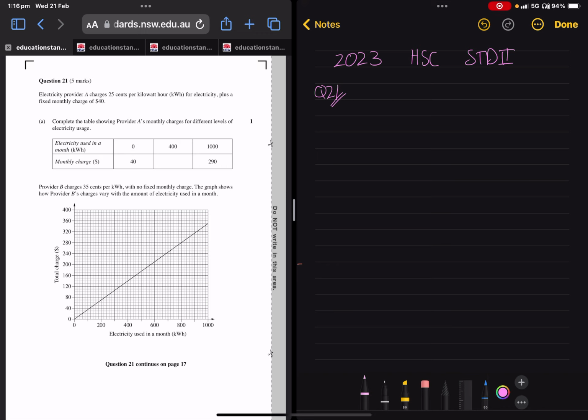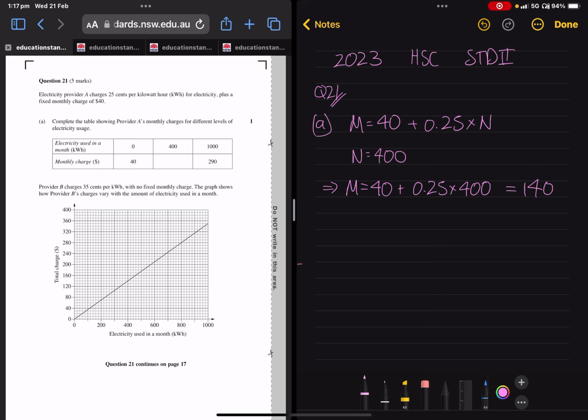All right, so in the question it tells us how to calculate the monthly charge. For part A, we know the monthly charge is $40, the fixed fee, plus 0.25 times N, where N is the number of kilowatt hours of electricity you've used. So if the electricity used in the month is 400, N is 400. This implies M, the total cost, is 40 plus 0.25 times 400. That's 100 plus 40, that's 140. So therefore the missing number in this box should be 140.